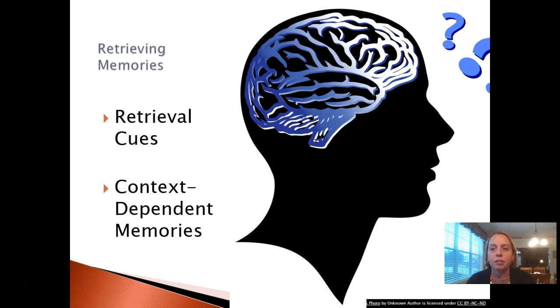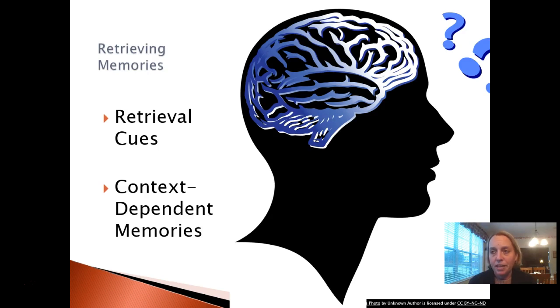Now, in terms of retrieval, there's some ways that we can improve our retrieval. One is to make sure that we encode effectively. So when we encode using multiple channels, we're building in some additional retrieval cues, and that's really very helpful.